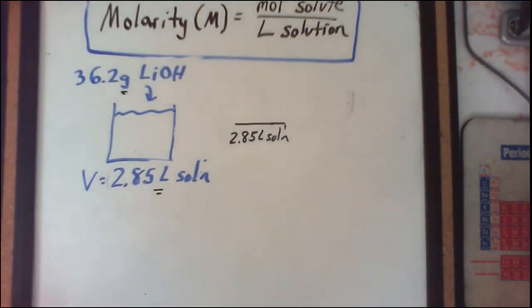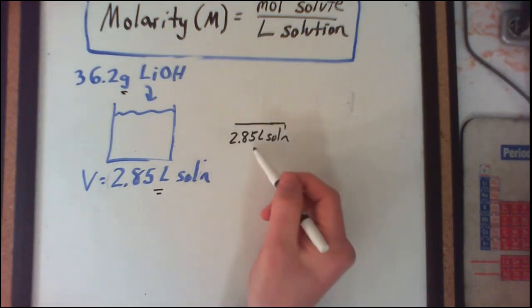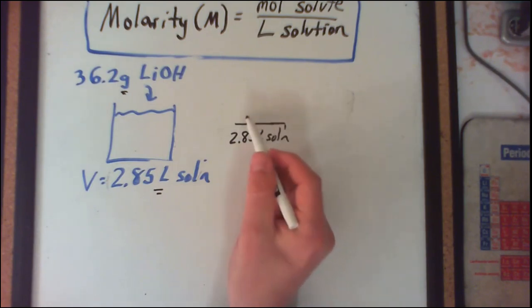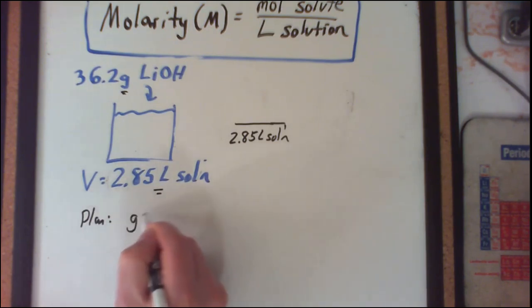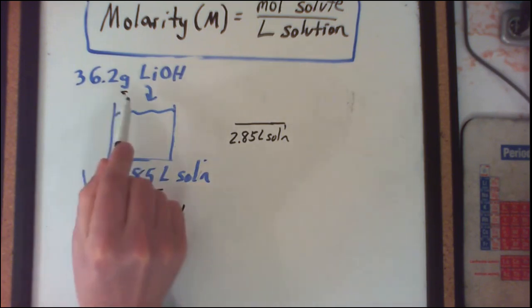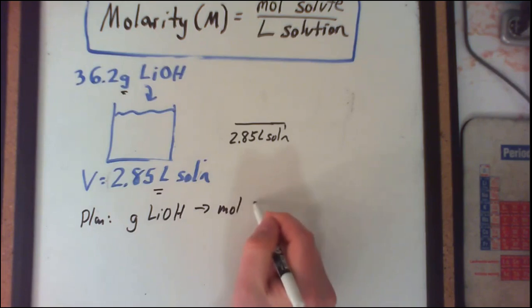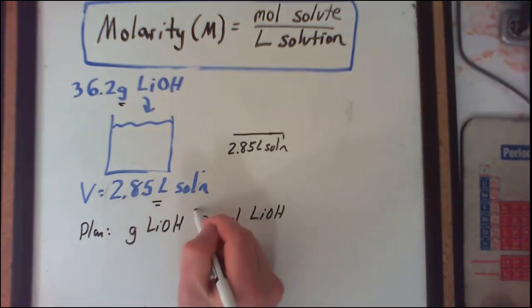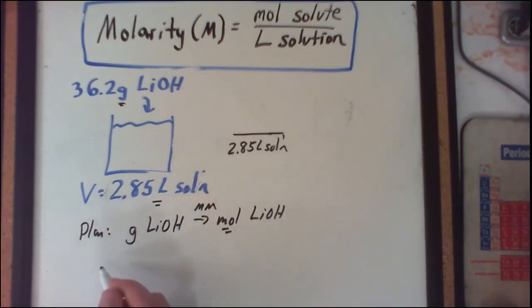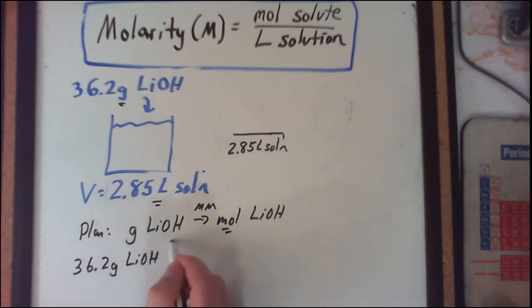So like in the previous example where, to answer our question, we had to do one earlier calculation, we need to do the same thing here. Before, we had to convert our milliliters to liters. In this case, we need to convert our grams into moles. And so our plan, our strategy here, is to convert our grams of lithium hydroxide, we're given 36.2, into moles of lithium hydroxide, because mole units is what I need for my molarity calculation. So convert from grams to moles. As always, that's going to be the molar mass of the substance. So we have 36.2 grams of lithium hydroxide. We divide by the molar mass.